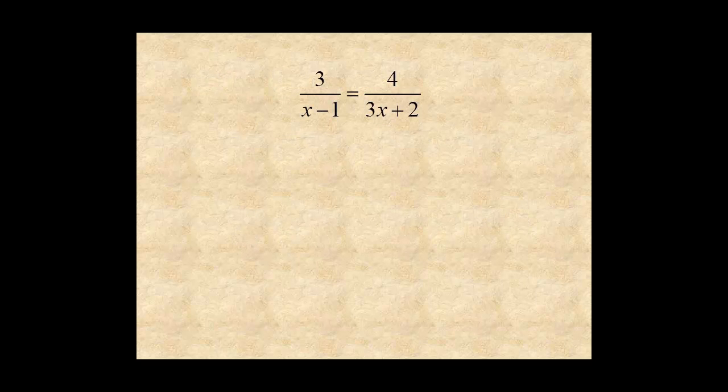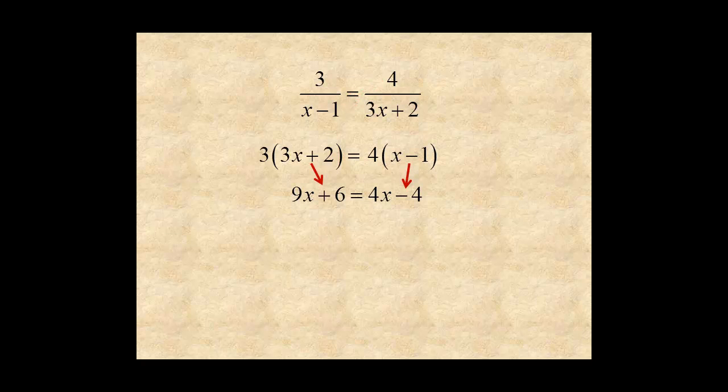Here's an example of a rational equation that's a proportion, simplified by cross-multiplying. Multiply 3 times 3x plus 2 and 4 times x minus 1. Then distribute on both sides. Next, subtract 4x from both sides of the equation. And 9x minus 4x is 5x.